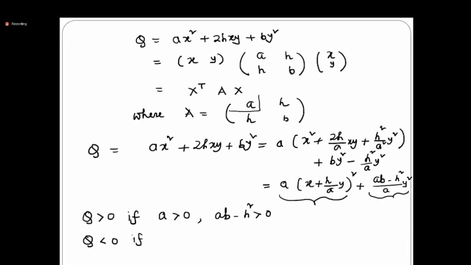A less than 0, small a is less than 0. And AB minus H square is greater than 0. If it is less than 0, then this term is coming as positive.